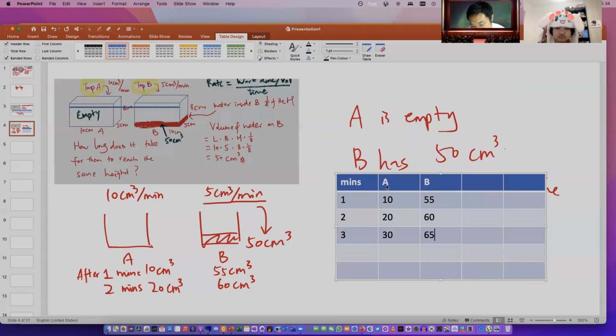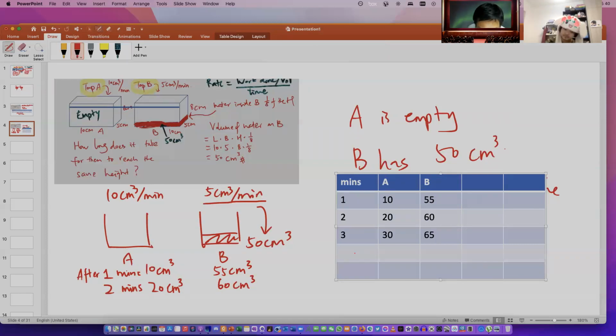Of course you continue, and once you continue, you will realize that after 10 minutes, A will have the same volume as B. Do you agree with me? If not, can you help me fill up the table and see what the final value is?